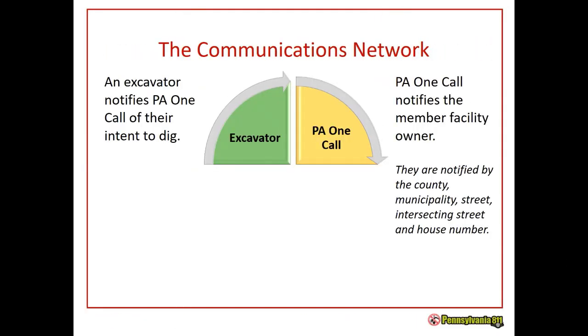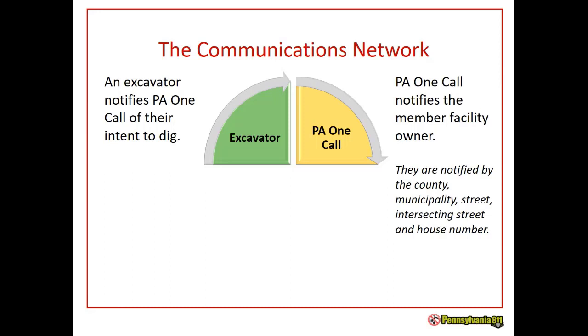Next, the one call then notifies the facility owner. Remember, the one call gathered that information from you. We notify the facility owner member that there's someone's intent to dig around their facilities. They're notified by county, municipality, street, intersecting streets, and house numbers, things like that. Do you need a house number? No, you do not. We need a street at least.